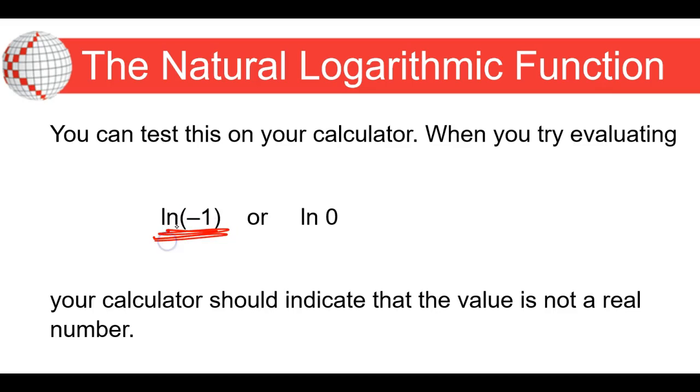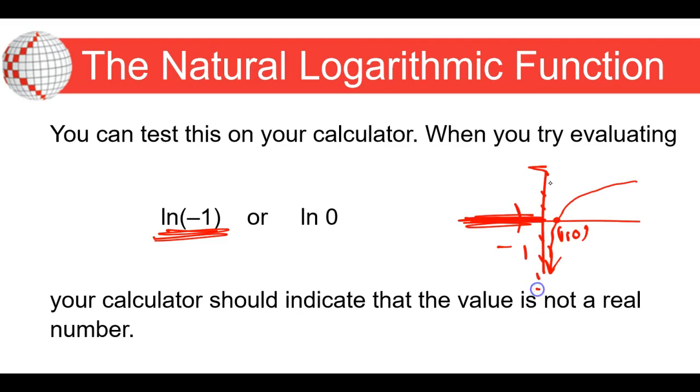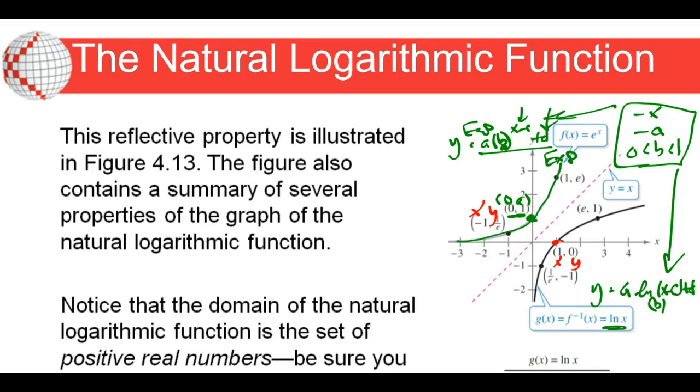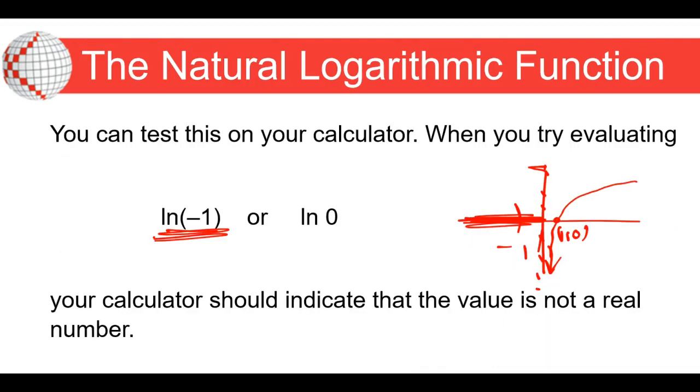Remember, the natural log of -1 does not exist because log functions look like this. They start at 1, 0, so there is nothing over here at -1, and there's nothing at 0 because we have a vertical asymptote. So for exponents, we usually had an asymptote at y equals 0, but the inverse of y equals 0 is x equals 0. So now for logs, we have an asymptote at x equals 0.